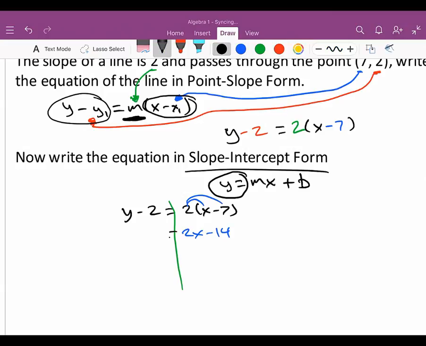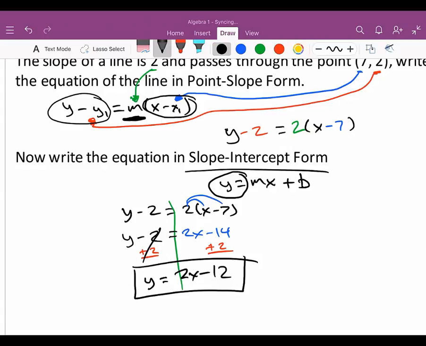Alright, let's bring down the left side, the y minus 2. From here, I got to solve for y, right? Because y equals, that means I got to get y by itself. So I got to cancel this negative 2. I'm going to add 2 to both sides. Y equals 2x minus negative 14 plus 2, 12. And that's your slope-intercept form, or y equals slope-intercept form.